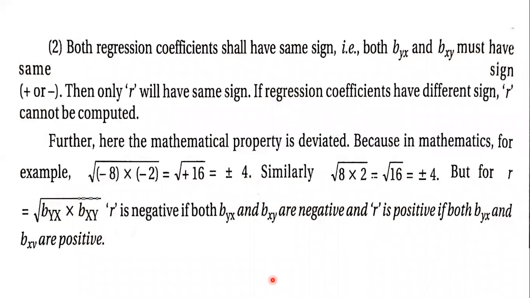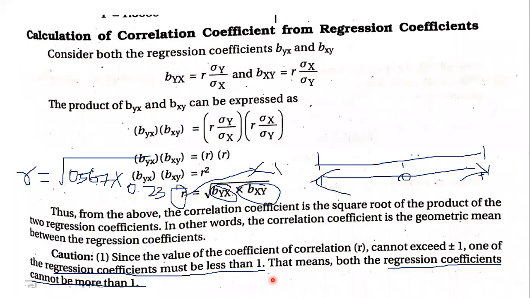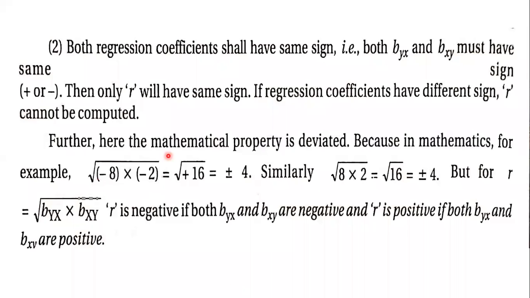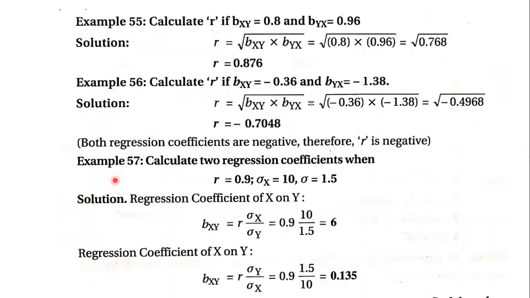So did you understand both the cautions, both the warnings? What is the first warning? The first warning is that all the numbers, byx, bxy, everything should be less than 1, between plus 1 and minus 1. And the second word of caution is that both numbers should have the same sign. You cannot have different signs. Understood? Any doubts until here?